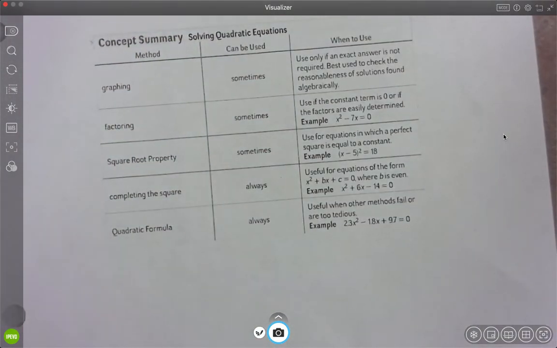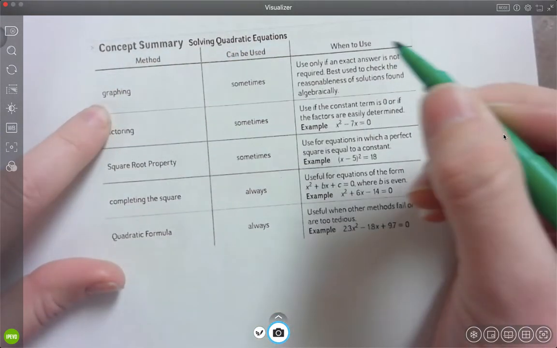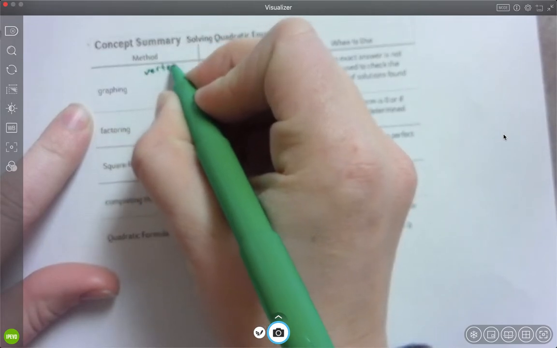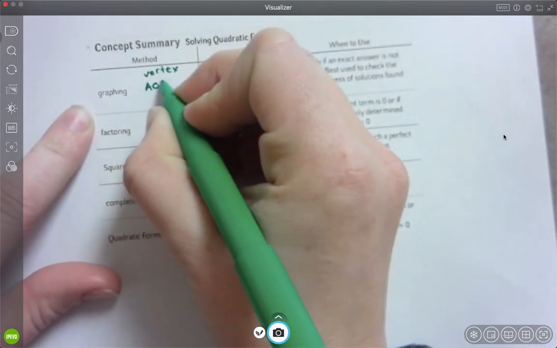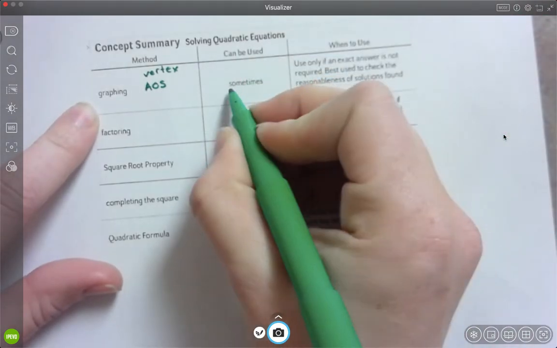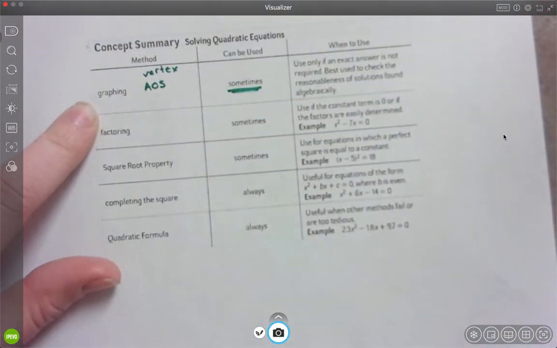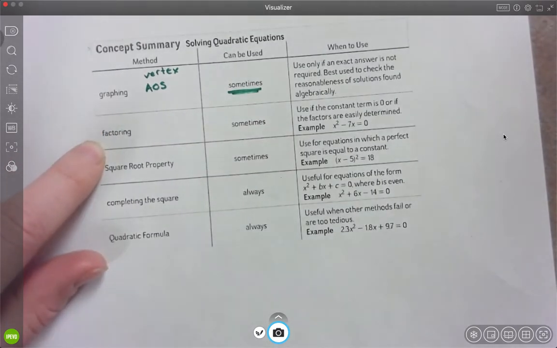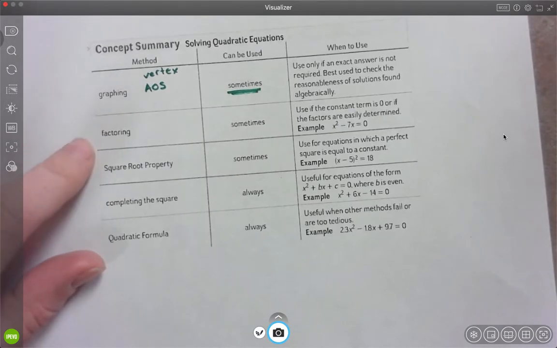We started off this chapter by graphing quadratic equations, using the vertex and the axis of symmetry and all of those things, okay? Sometimes that can be useful. Sometimes you can plot points, but sometimes your points don't cross correctly and you'll have to do some estimation. So then we went on to factoring, and we said, okay, if we can factor it down and set those equal to 0, then we're good to go, right?